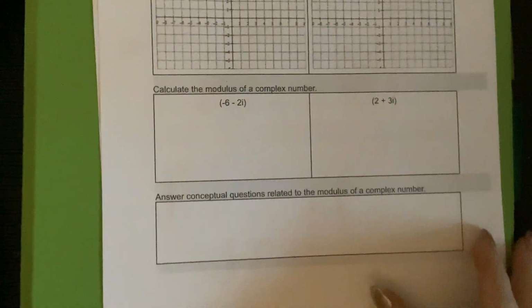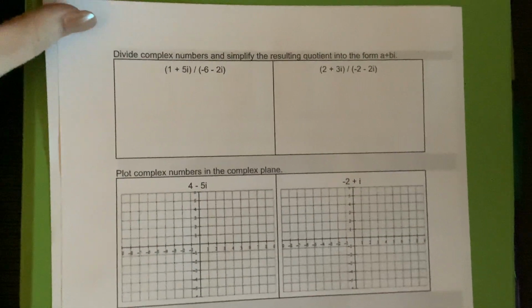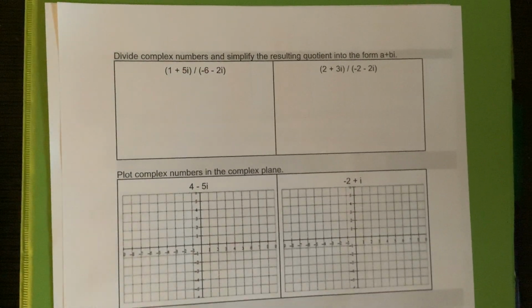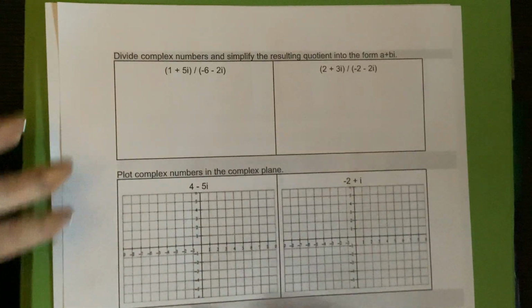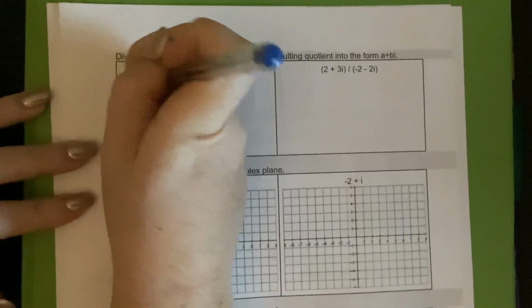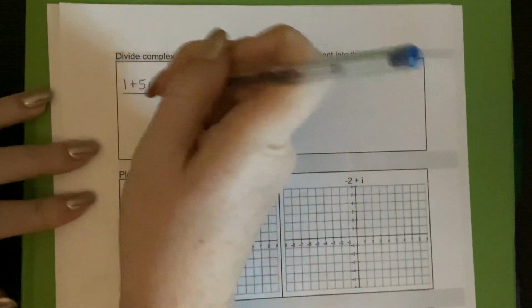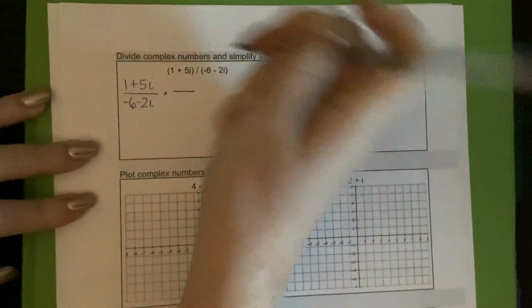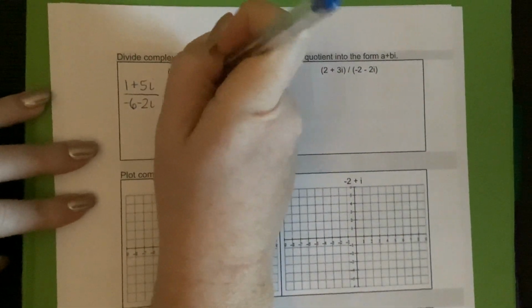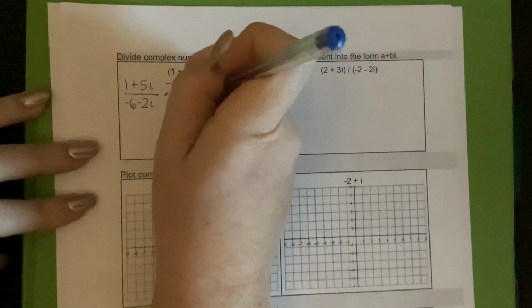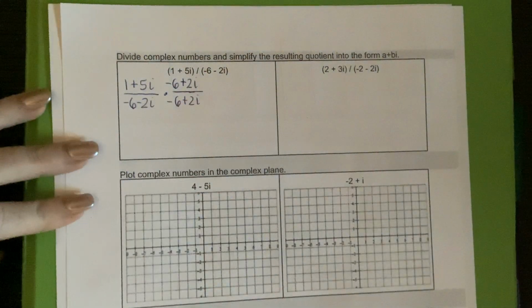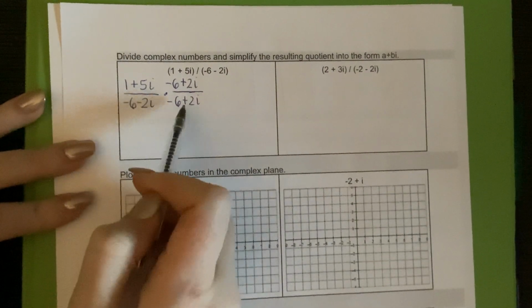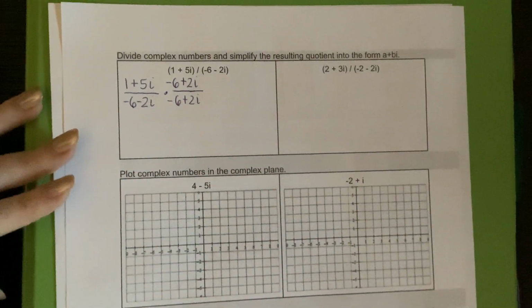Flip on to the back. If you're going to divide, when you divide, you're multiplying by the conjugate. So the conjugate is the opposite sign for the imaginary part. So this is going to be 1 plus 5i over -6 minus 2i. So you keep the original, and then to divide, you're going to multiply the numerator and the denominator by the conjugate. So it's going to look like that. So again, this was negative, so we made it positive. And then it just becomes 2 big multiplication problems.